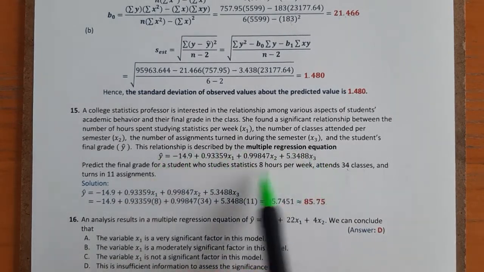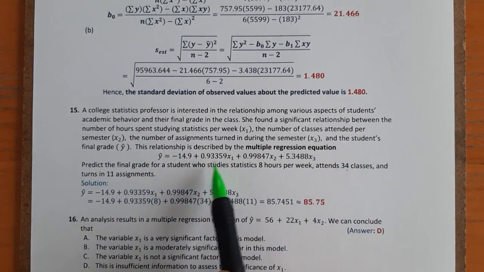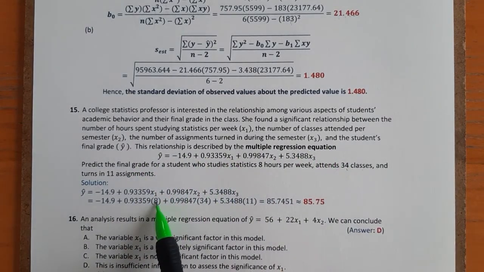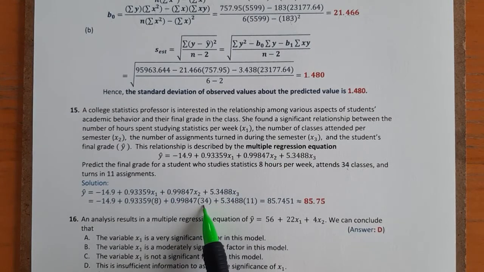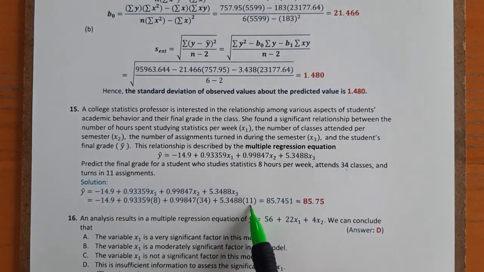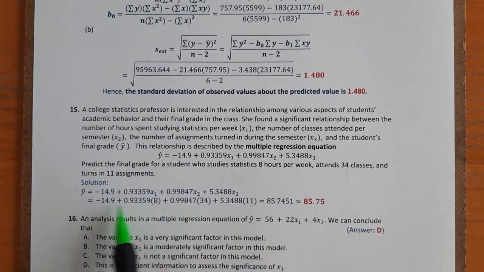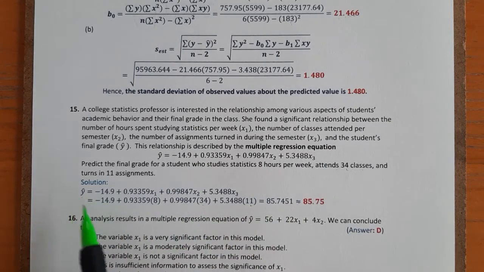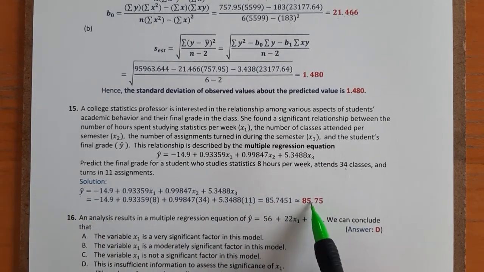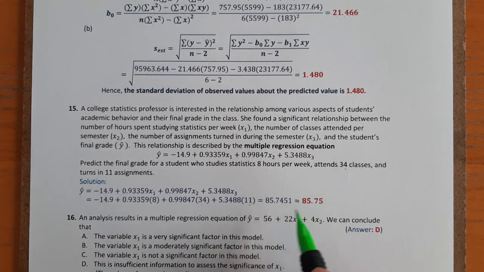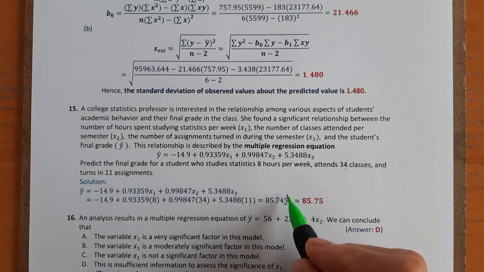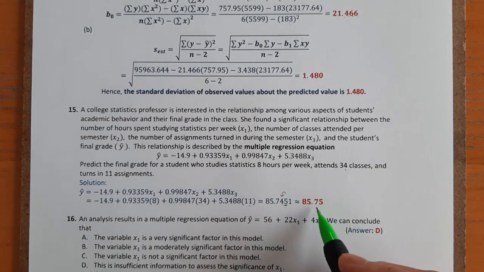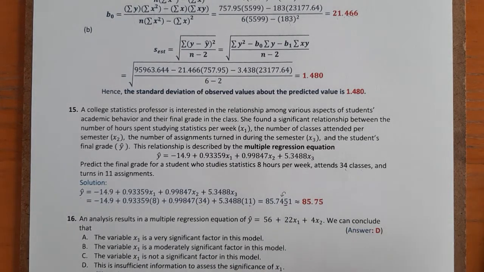So in this linear regression line, x1 use 8 plug in, x2 use 34 plug in, x3 use 11 plug in, and use a calculator, figure out, you got y hat equal 85 point, rounded. This is 5, so you round up, it's 0.75, and that's the student's final grade.